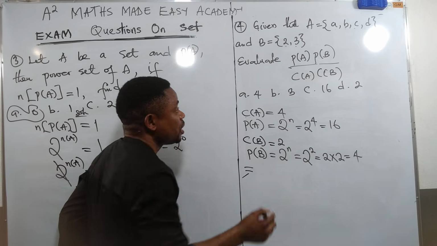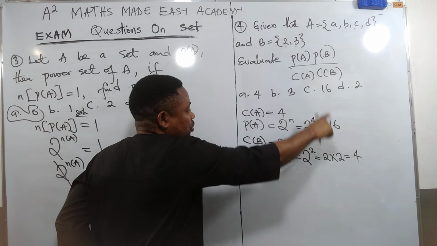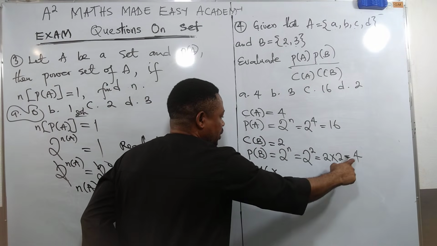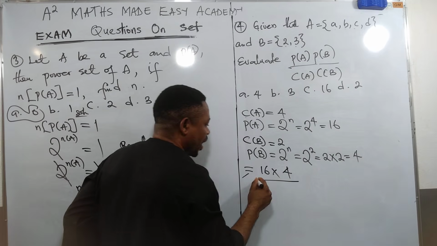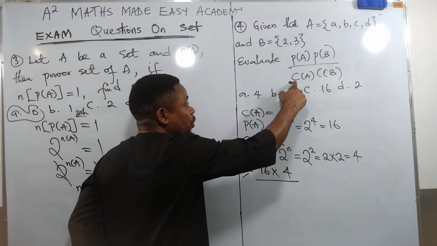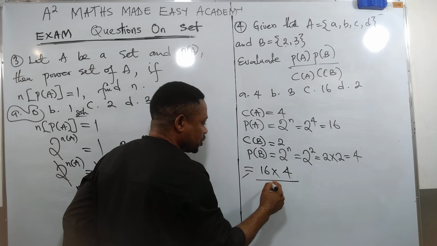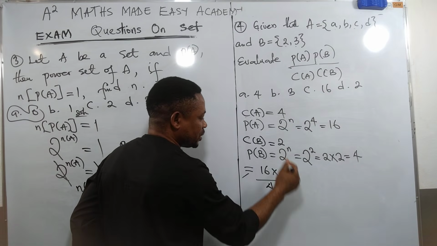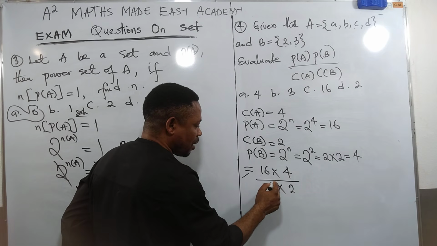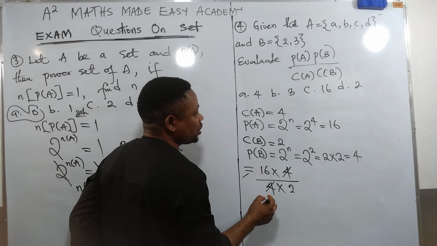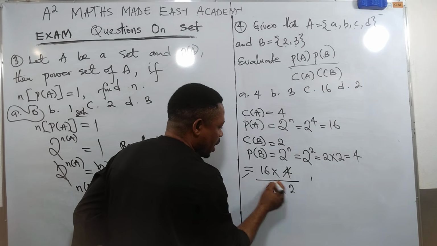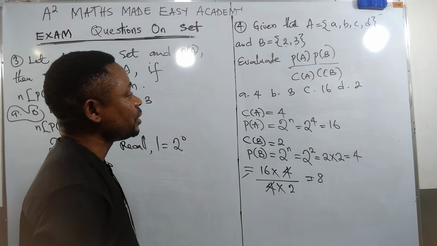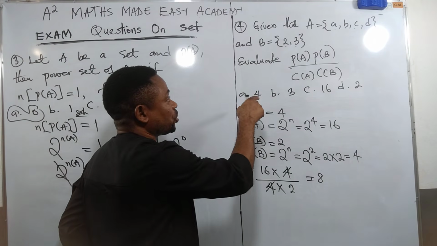Now we can already see the question. What is P(A)? P(A) is already solved, 16. I will now multiply. What is P(B)? P(B) is already solved, the answer is 4. I will now divide and move to the denominator. What is C(A)? C(A) is already known, it is 4. Then you multiply. What is C(B)? C(B) is already solved, it is 2. Now can you see that 4 here will cancel 4 here? Then 2 can go here, 1 and 2 can go here, which is 8. Do you have 8 in the options? No. So there is no answer in the options. Are you with me now?